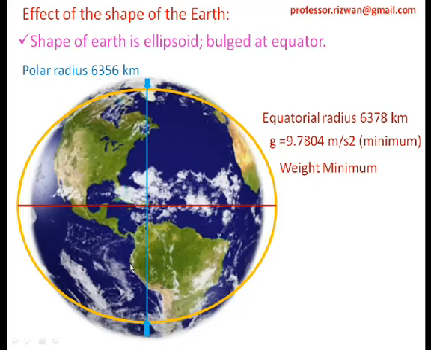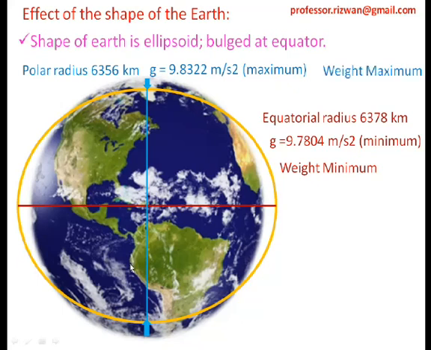So the polar radius is lesser than the equatorial radius. Similarly, gravitational acceleration is maximum, 9.8322. Why is it maximum? We have seen the formula and the reasons also. g is equal to 9.8322 at the pole, and the weight will be the maximum. As g is maximum, mg will be maximum.